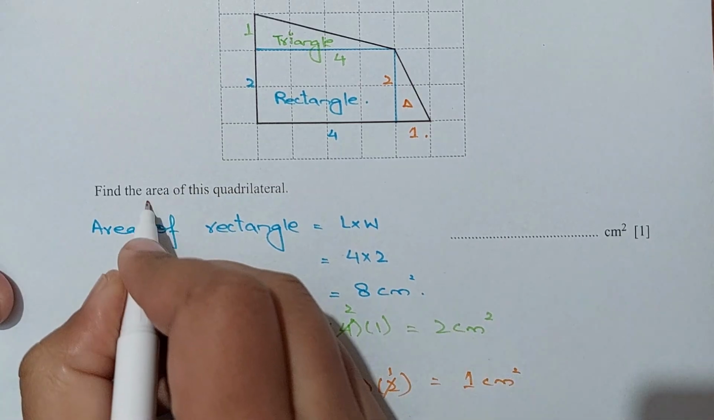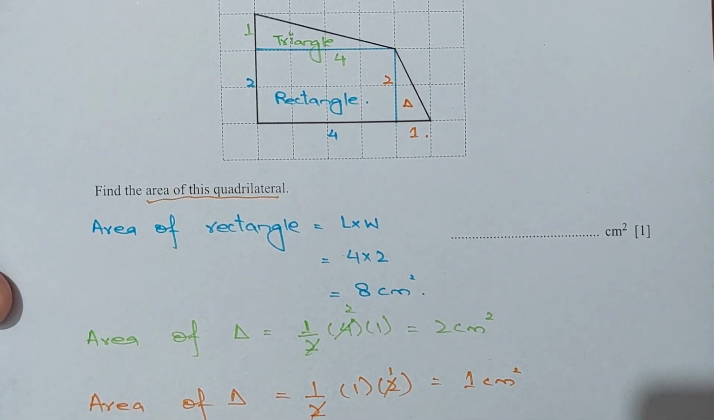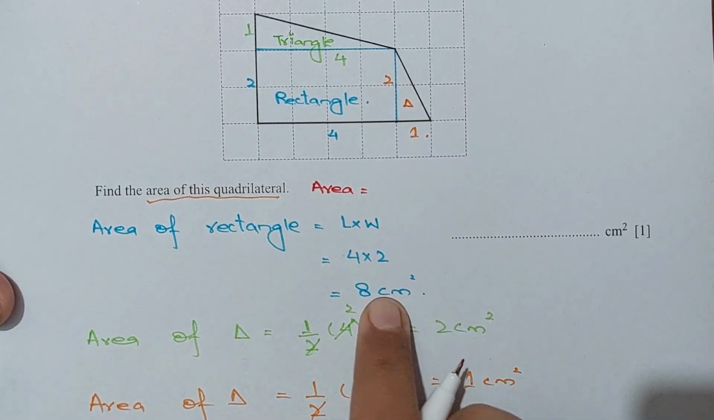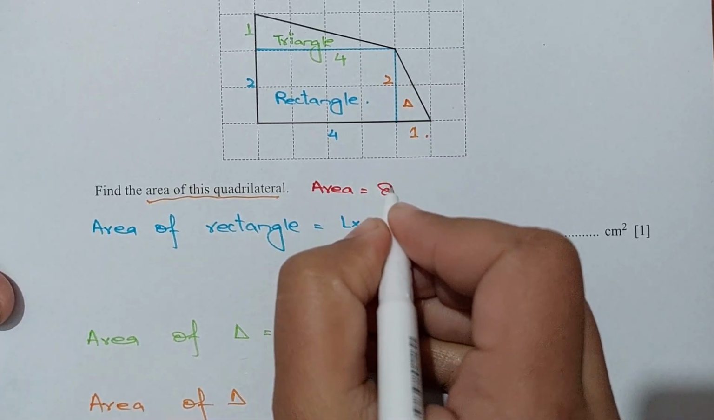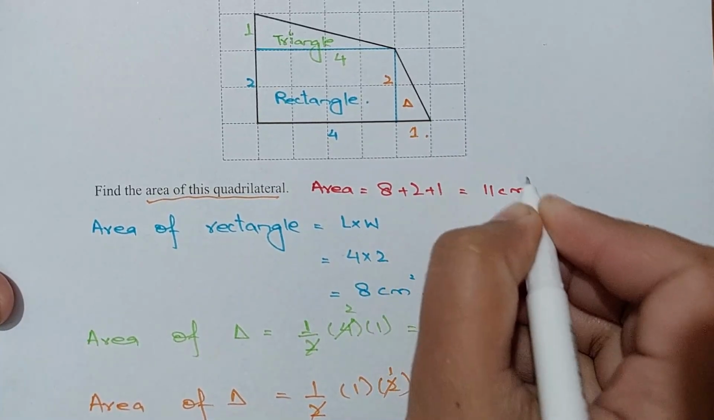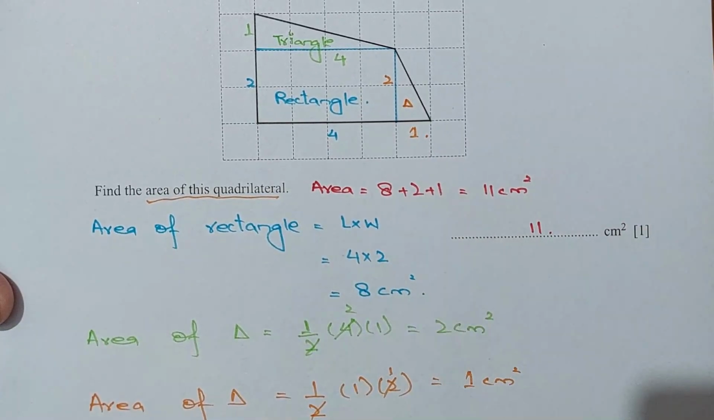So we have to find the area of this quadrilateral. So the total area would be the sum of 8, 2 and 1, which is 8 plus 2 plus 1, 8, 9, 10, 11 centimeter square. This would be the answer.